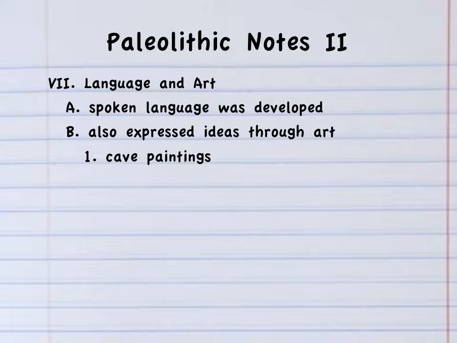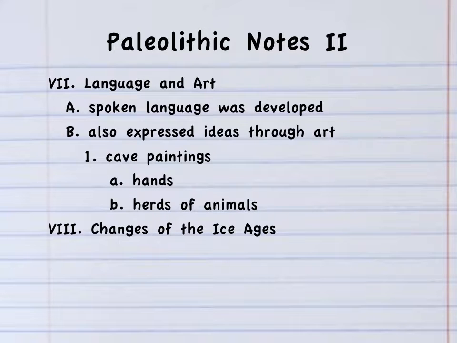We still have a lot of these because being inside of caves, they were protected from the elements and the rain and the weather. So even tens of thousands of years later, a lot of those cave paintings are still preserved for us to see. Cave paintings really have two main themes, and that's hands and herds of animals. A lot of handprints, and then of course animals were very important and very significant in their culture and their day-to-day lives.